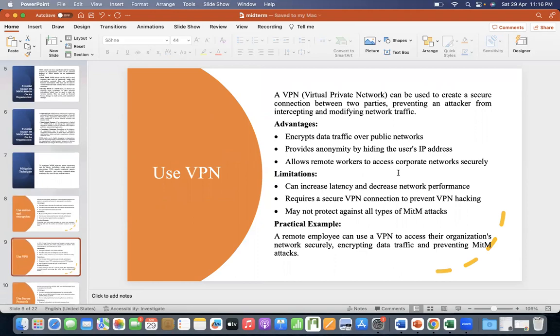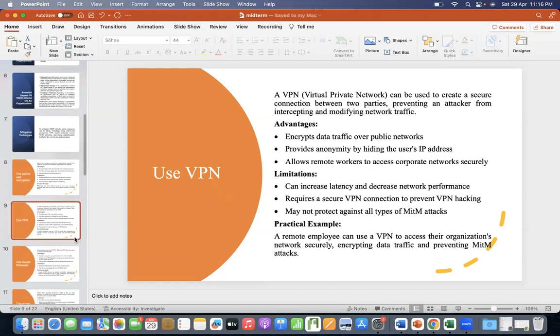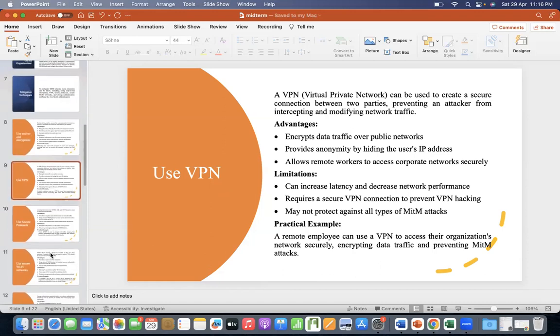A VPN can be used to secure a connection between two parties, preventing an attacker from intercepting and modifying network traffic. A practical example is a remote employee using a VPN to access their organization's network securely, encrypting data traffic and preventing man-in-the-middle attacks. This also has some advantages and disadvantages.